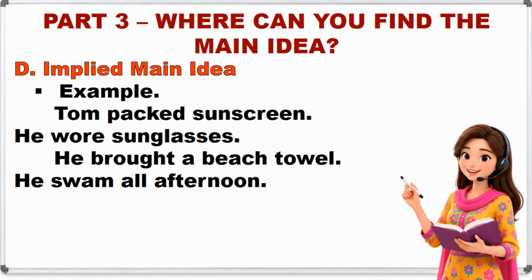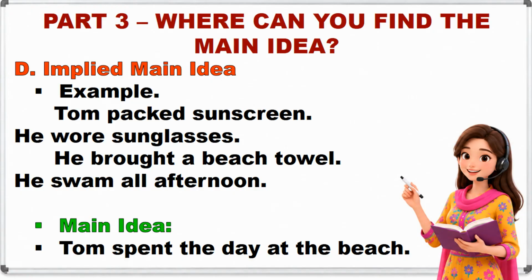D. Implied main idea. Sometimes the writer never says it directly. You have to think. Example. Tom packed sunscreen. He wore sunglasses. He brought a beach towel. He swam all afternoon. What is the main idea? The writer never says it. But we know. Tom spent the day at the beach. This is called an implied main idea.